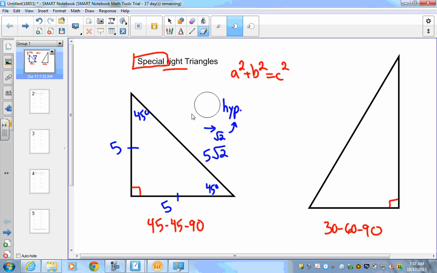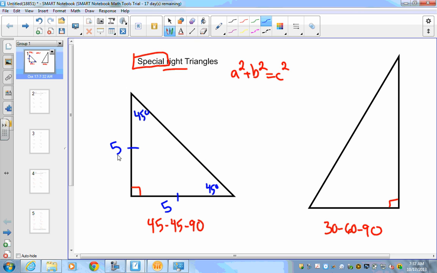Let me clean this up a little bit so I have some room to write. Let's say, for example, I have a leg which is 4 units long. I know that this leg here would be exactly the same because it's an isosceles triangle, and from my leg to my hypotenuse, I would multiply by radical 2, which means my answer would be 4 radical 2.